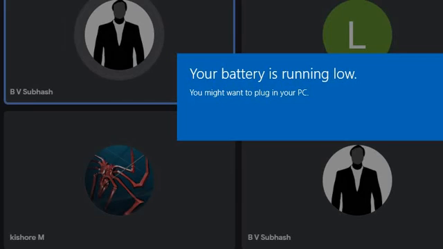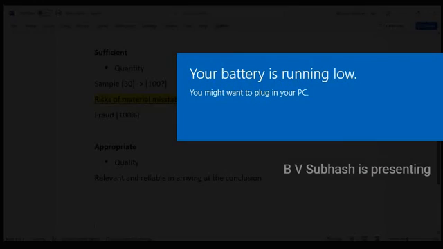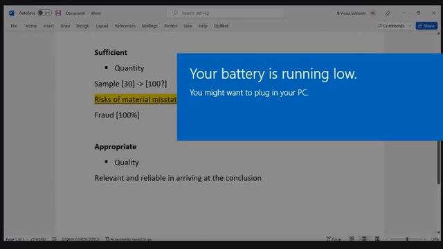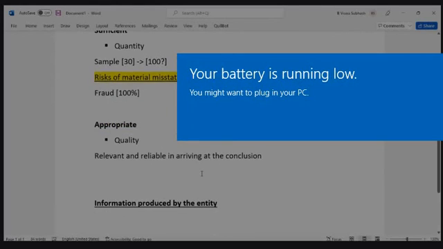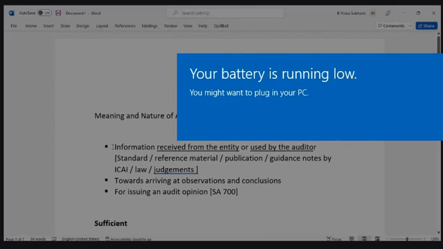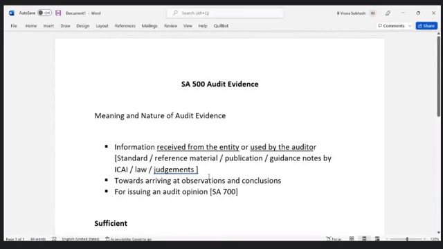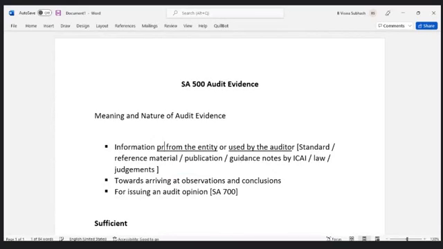Okay, so let's talk about the further things. Sufficiency and appropriateness is the very first thing that the standard defines. Next, look at what is the information that is produced by the entity. When we say information produced by the entity, what can be considered as the information produced by the entity? Here, information received, or you can use the word produced.